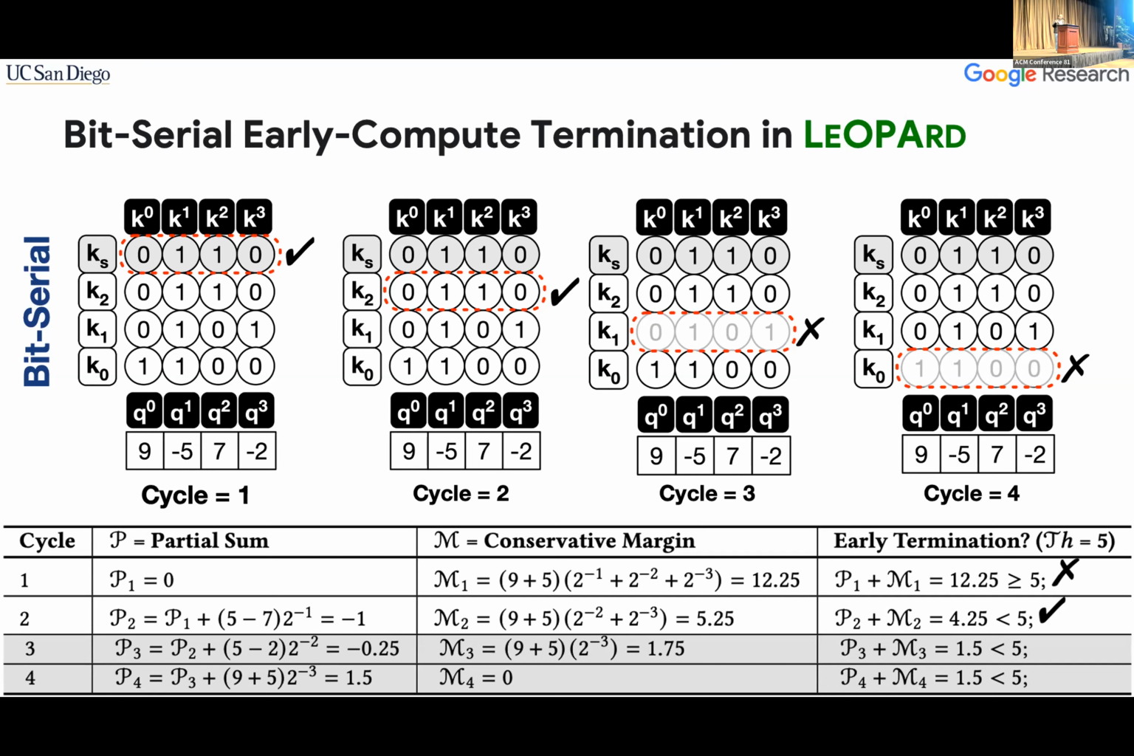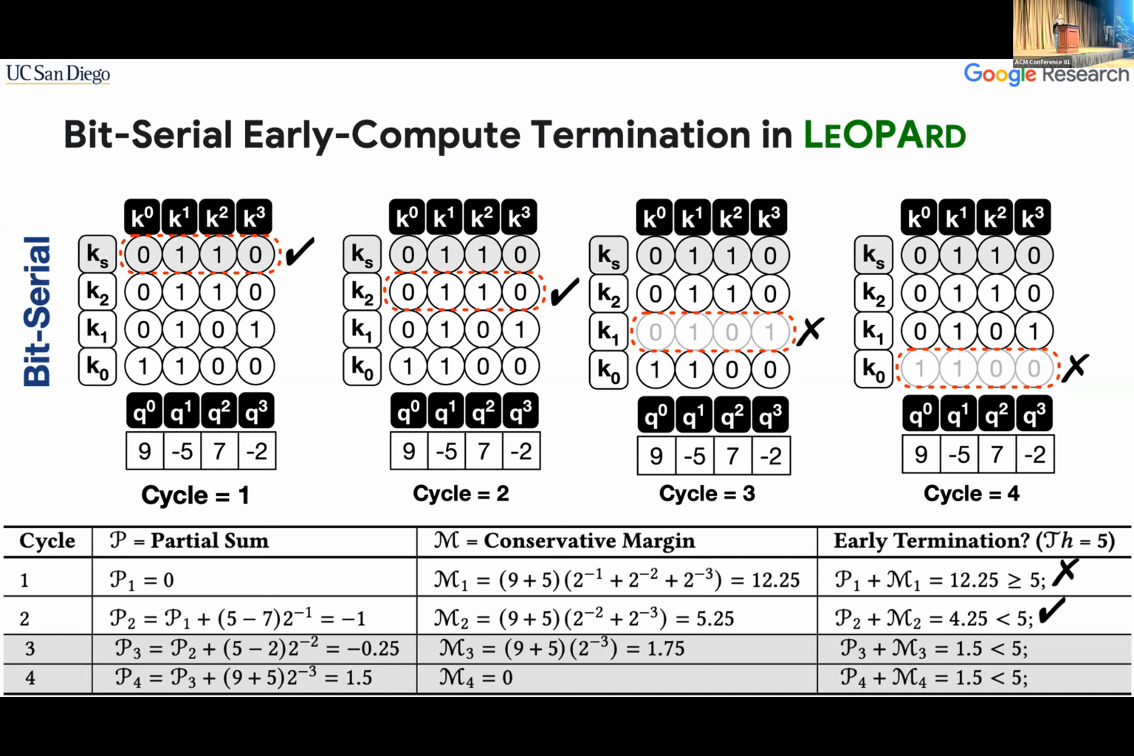As you can see, the first column of the table represents the partial sum values after each cycle. It means that one bit of K is multiplied by Q, the query vector. The second column represents a value that we call the conservative margin, and I will get to it. Finally, the last column shows whether we can terminate the computation early. What is this conservative margin? This conservative margin is adjusted at each cycle to accommodate the largest possible positive contribution to the final value of the score.